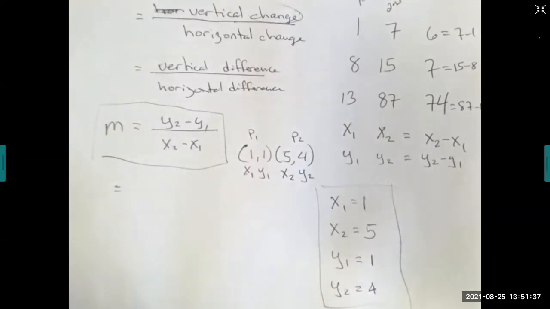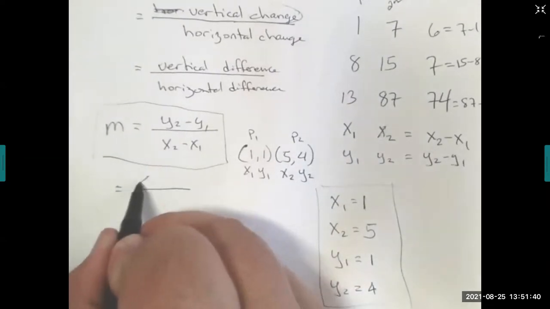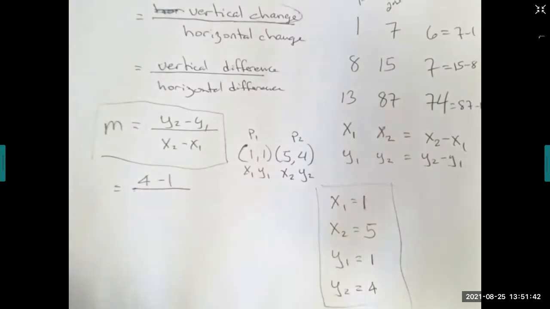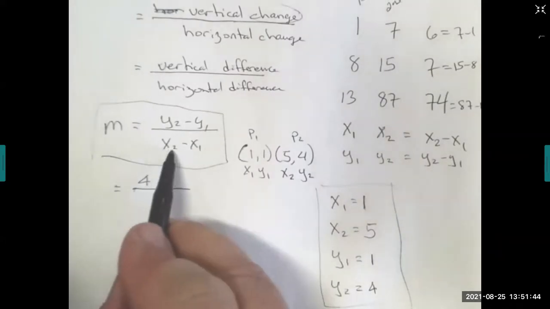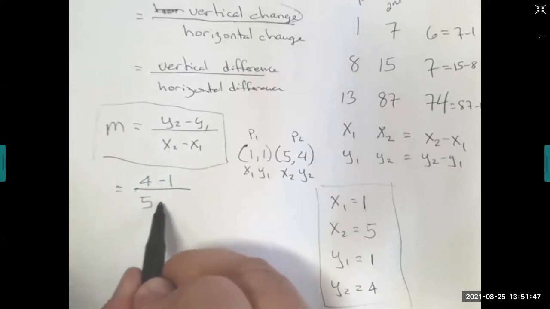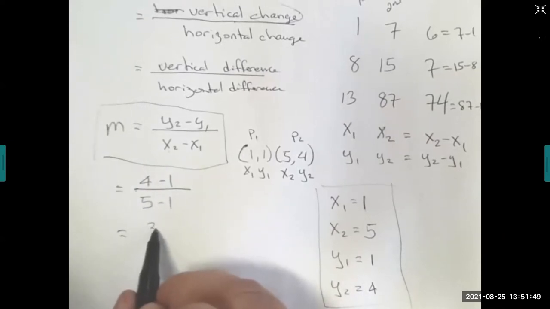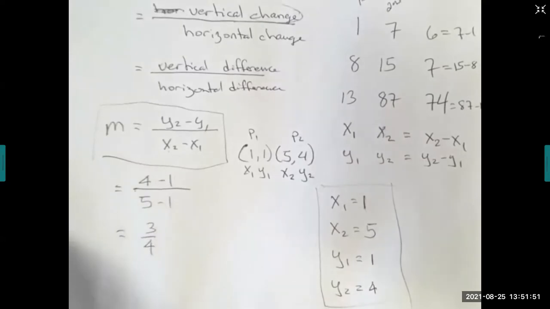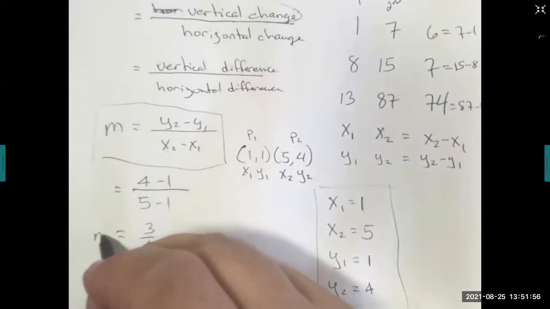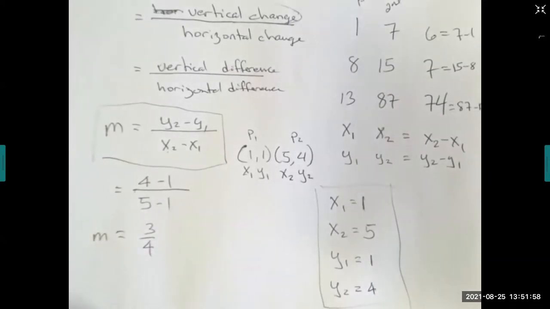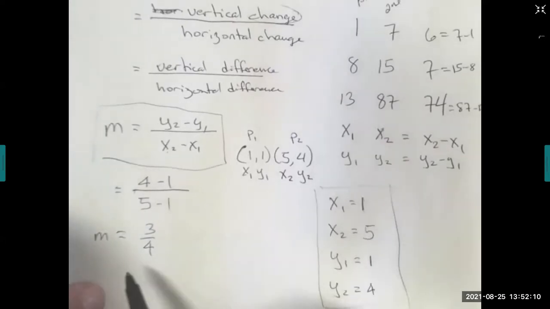y2 minus y1. So we have 4 minus 1, over x2 minus x1, 5 minus 1. So that's your slope. That's your slope. 3 over 4. Don't make it into decimals, because this means a lot to me.